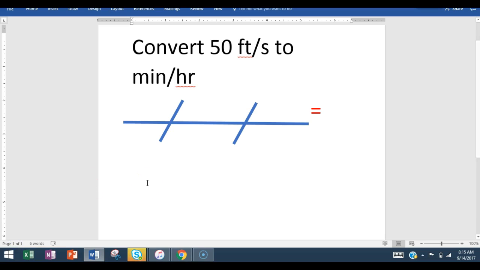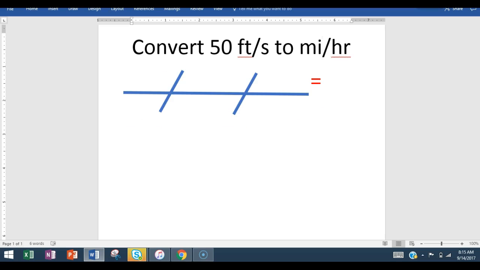Okay, one last thing I want to talk about because my kids were getting confused with double units. So I'm going to show you an example of that on Word. On your worksheet, sometimes you have double unit problems. That means you need multiple conversions to finish out the problem. So this one says convert 50 feet per second to miles per hour. Sorry, it should be miles per hour. So you need to convert feet to miles and then seconds to hours.